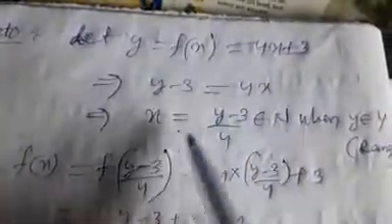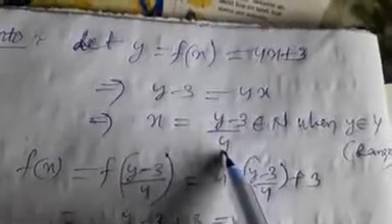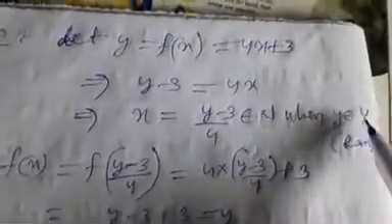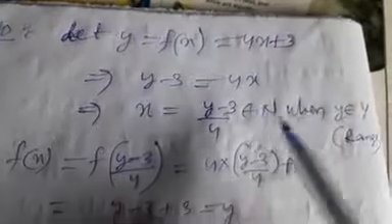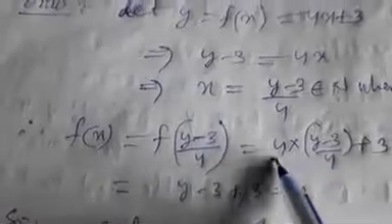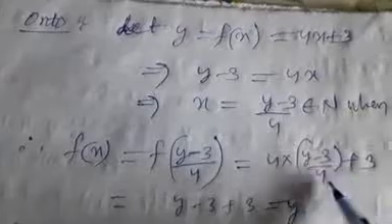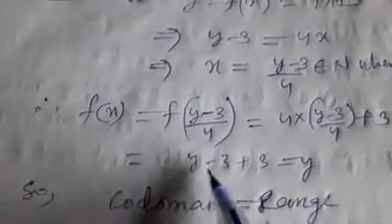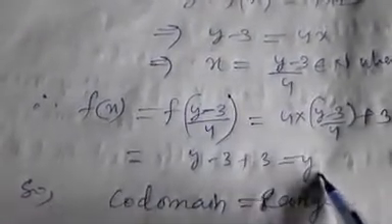Now onto: let y be equal to f of x, which is equal to 4x plus 3. So y minus 3 is equal to 4x. So x is equal to (y minus 3) by 4, where y belongs to the range, big Y, and x belongs to the natural numbers. Then f of x, in the place of x you put (y minus 3) by 4. So 4 into (y minus 3) by 4, that is, y minus 3 plus 4, is equal to y.